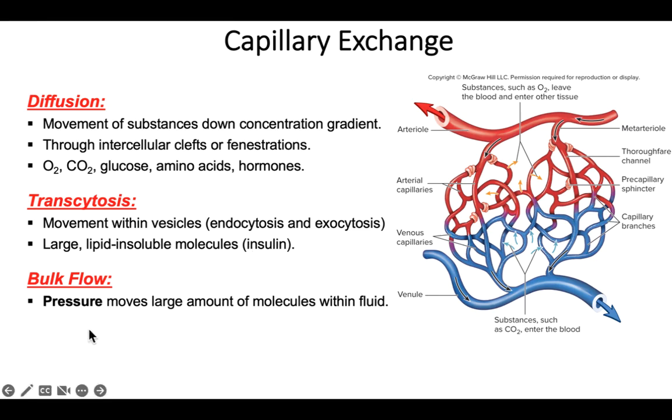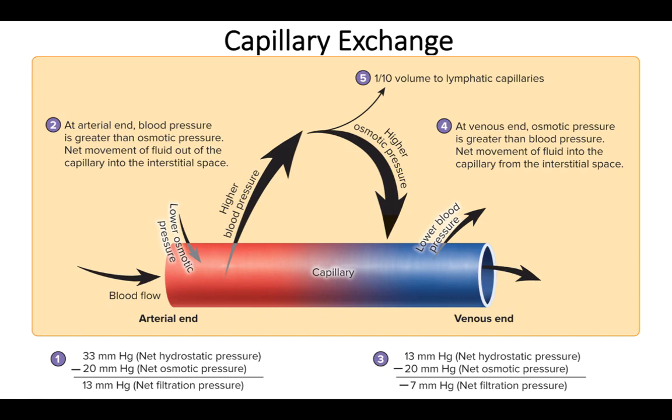So bulk flow, the driving force is pressure. If we have pressure, we can push fluid out of the blood, and that fluid is going to contain a lot of molecules that you're trying to deliver. If you have a higher pressure on the inside of the blood than outside, you can push fluid out of the blood. And then at the venous end, if we change that pressure, all of a sudden we have a lower pressure in the blood versus outside. We can push stuff into the blood. So that's called bulk flow. That's what this figure is going to help us figure out.